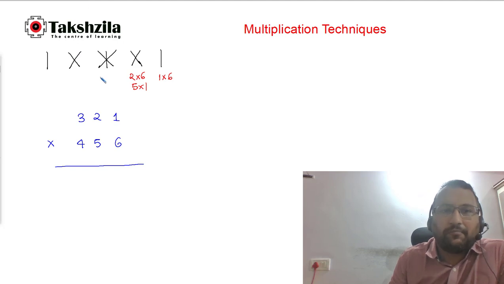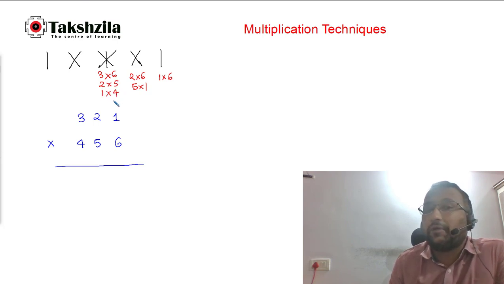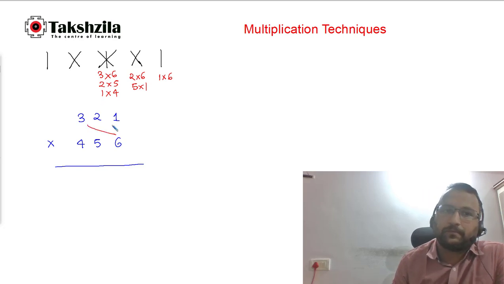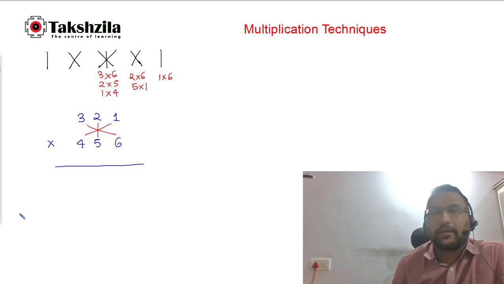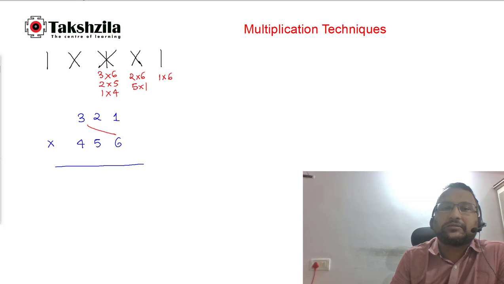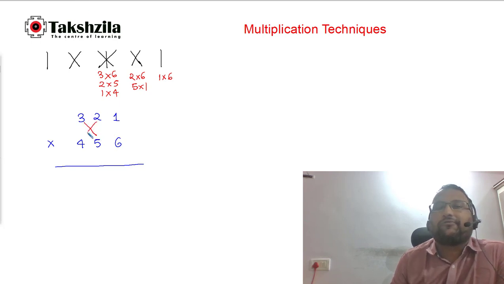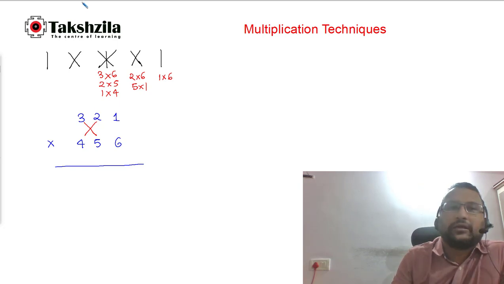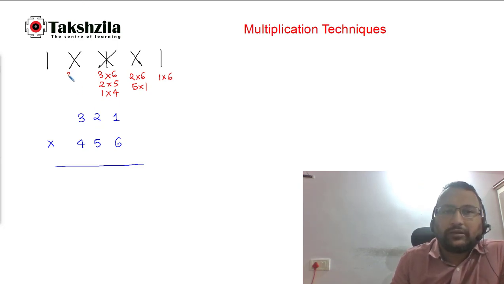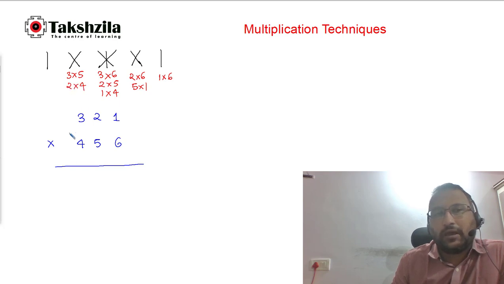And after that, the meaning of this is 3 into 6, 2 into 5, and then 1 into 4, an addition of these three multiplications. This one. The fourth step is the multiplication of this and the multiplication of this, and the addition. That is 3 into 5 plus 2 into 4. And the meaning of this is 3 into 4.